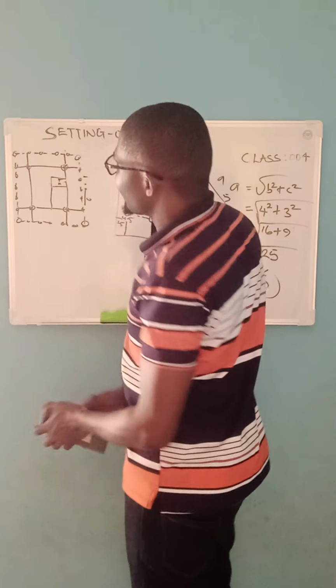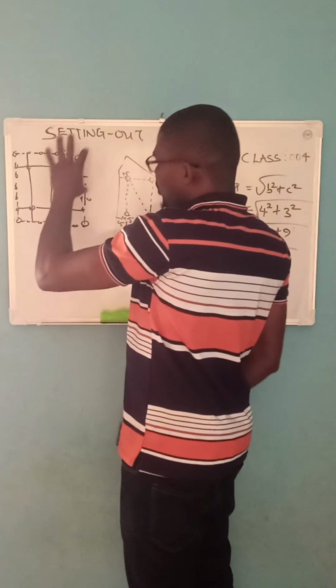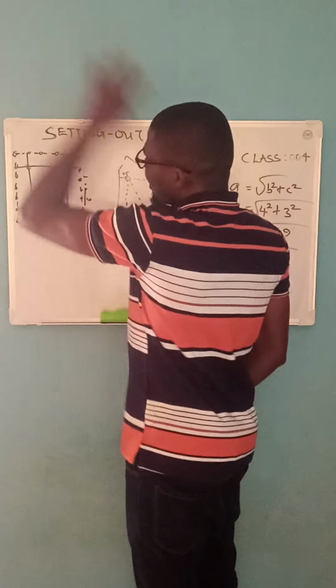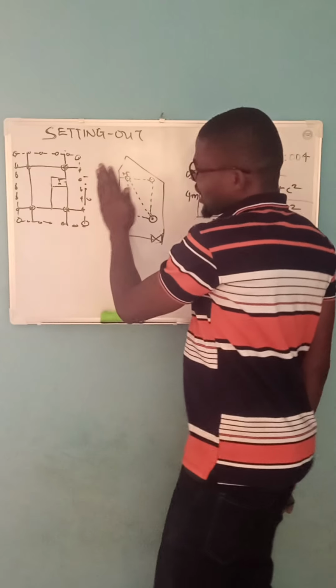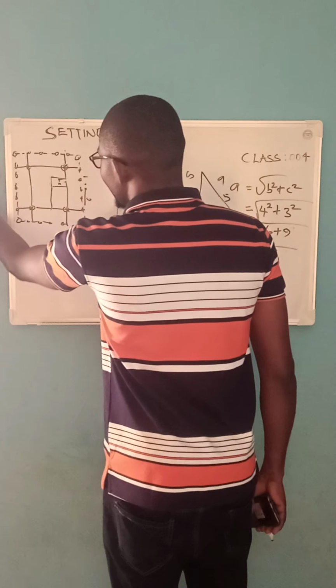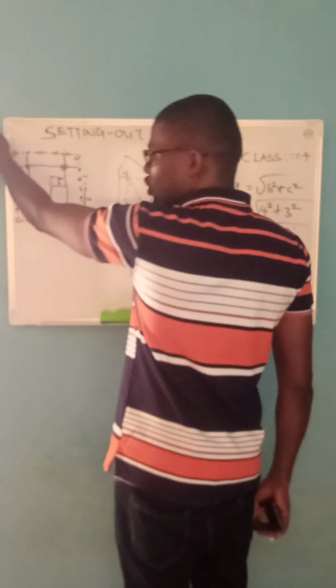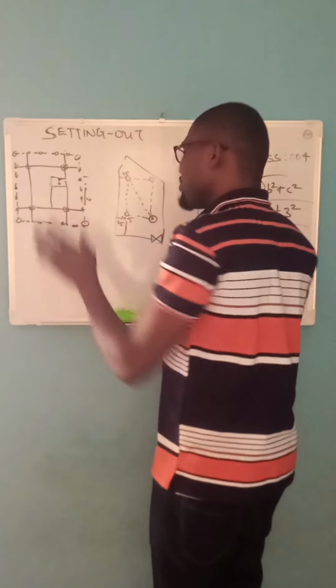And after you might have done the right hand side, whatever you have gotten here, you transfer it to the left hand side. Then how can you differentiate them? After transferring whatever is on the right hand side to the left hand side, you bend the nails down. Then you repeat the same thing on the left hand side. Whatever dimensions you have on the drawing on the left hand side, you do the same, then transfer them to the right hand side and bend them down.